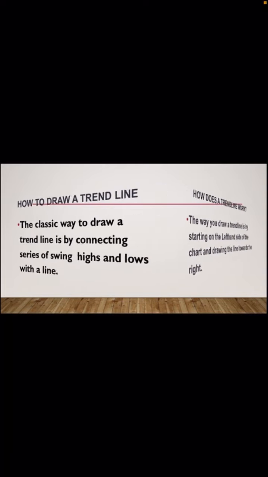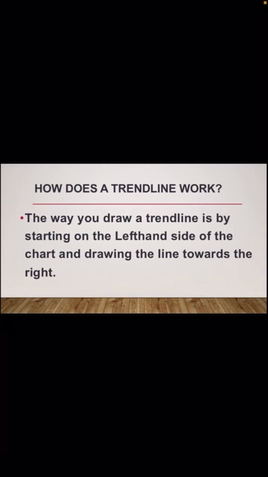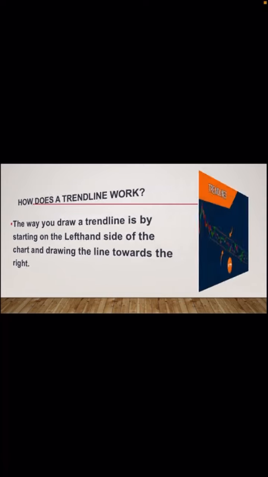Now, how does a trend line work? The way you draw a trend line is by starting on the left hand side of the chart and drawing the line towards the right. In most cases, you look at your chart from the left hand side, then you place that tool and drag it across to the right hand side. This is applicable whether it's an uptrend or a downtrend market. It's a very simple tool.